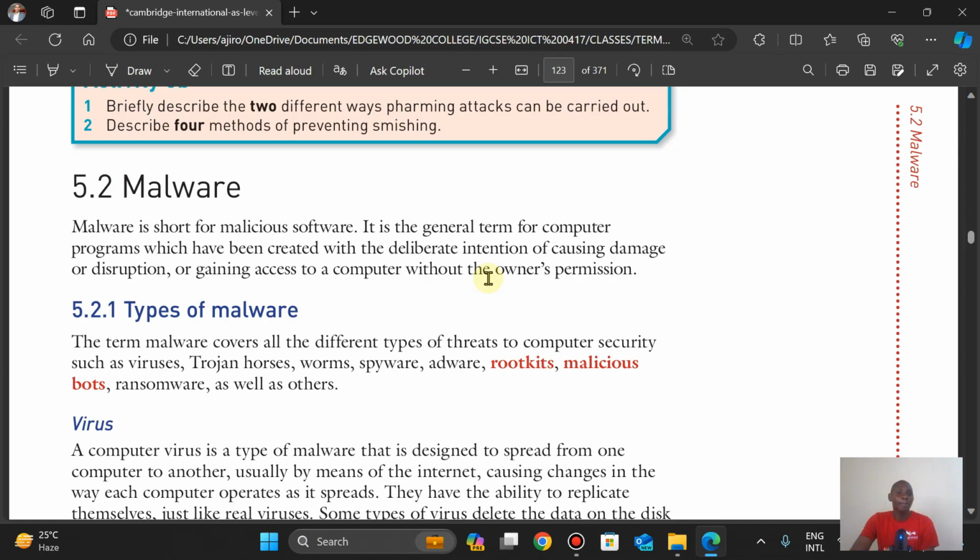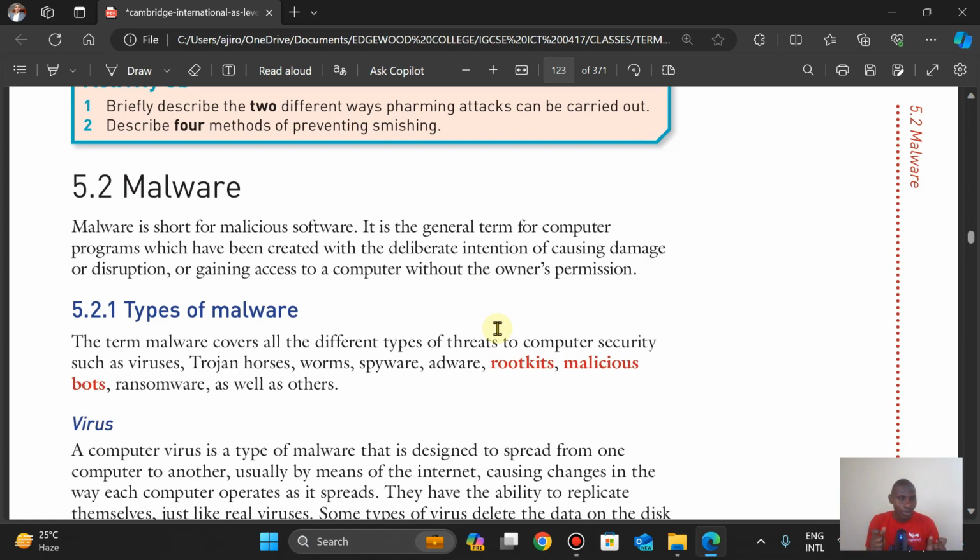Malware. Malware is short for malicious software. That's what malware means. It's a short form for what? Malicious software. It's a general term for computer programs which have been created with the deliberate intention of causing damage or disruption or gaining access to a computer without the owner's what? Permission.